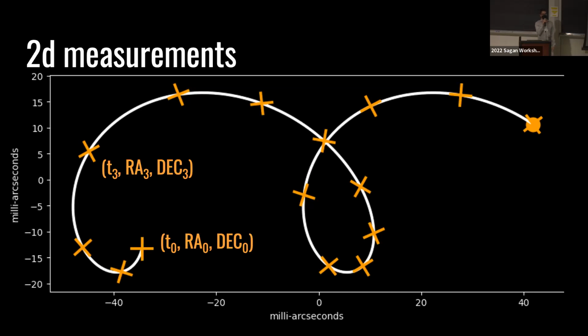So in the case of 2D measurements, which would be the perfect case, right? At every one of these crosses, we have a time and an RA and a Dec with some uncertainty. And the white is the actual underlying orbit these measurements are drawn from. So recovering the best fit orbit in this case would be pretty easy. You have a nice uniform sampling, you have 2D measurements.